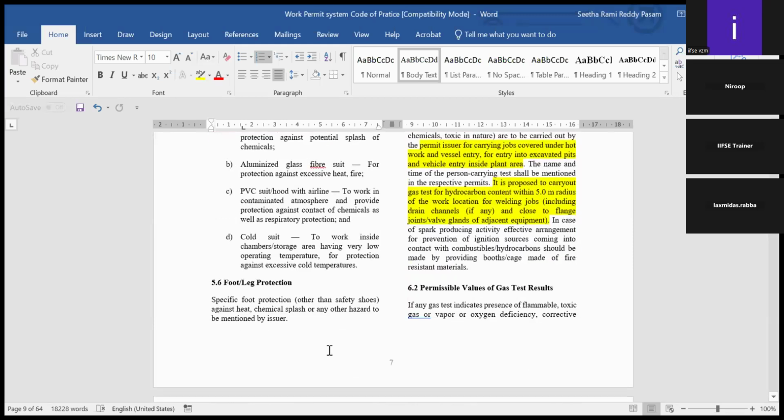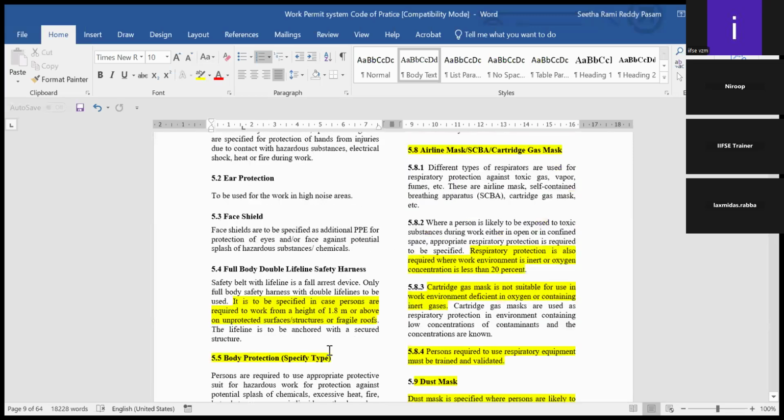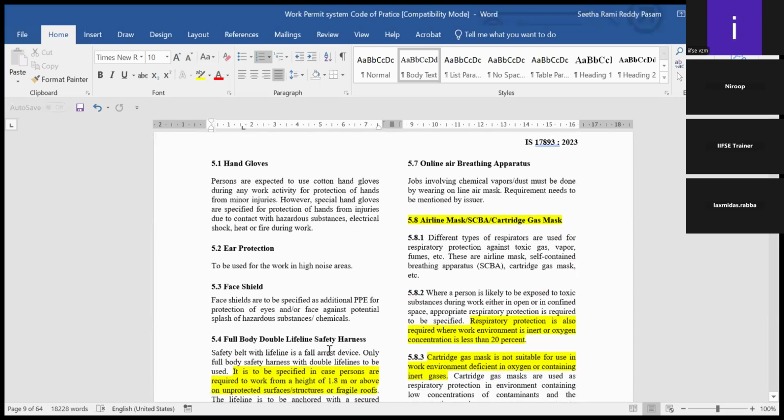Then foot or leg protection, which is about the safety shoes. Then we have airline mask or SCBA, cartridge gas mask. It depends on the nature of the activity.